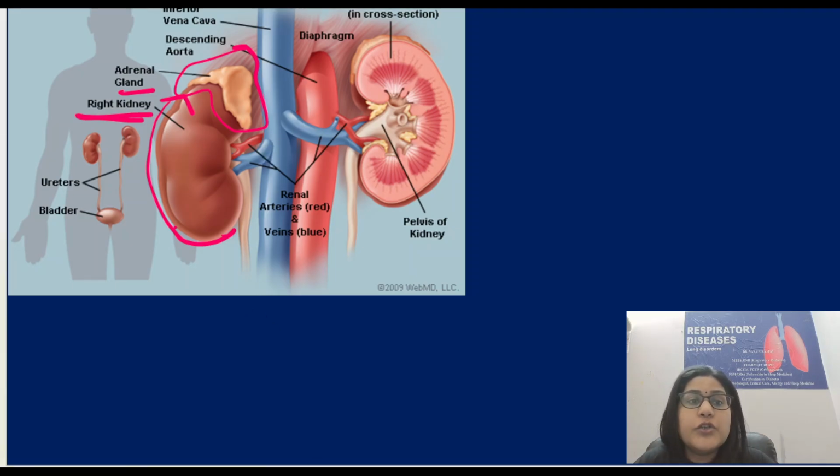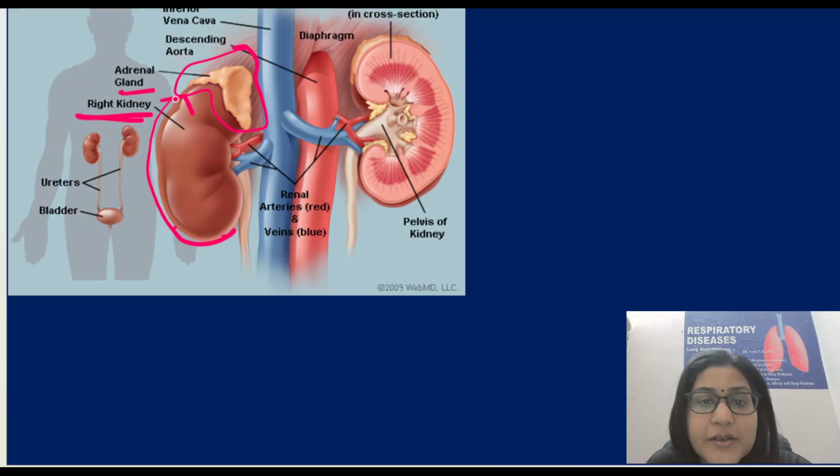So, we are going to be talking about the basics of renal pathology, and I'm going to make you revise some of your anatomy and physiology. If you look here, I've already marked that this is your right kidney, and the shape of the right adrenal gland is pyramidal.